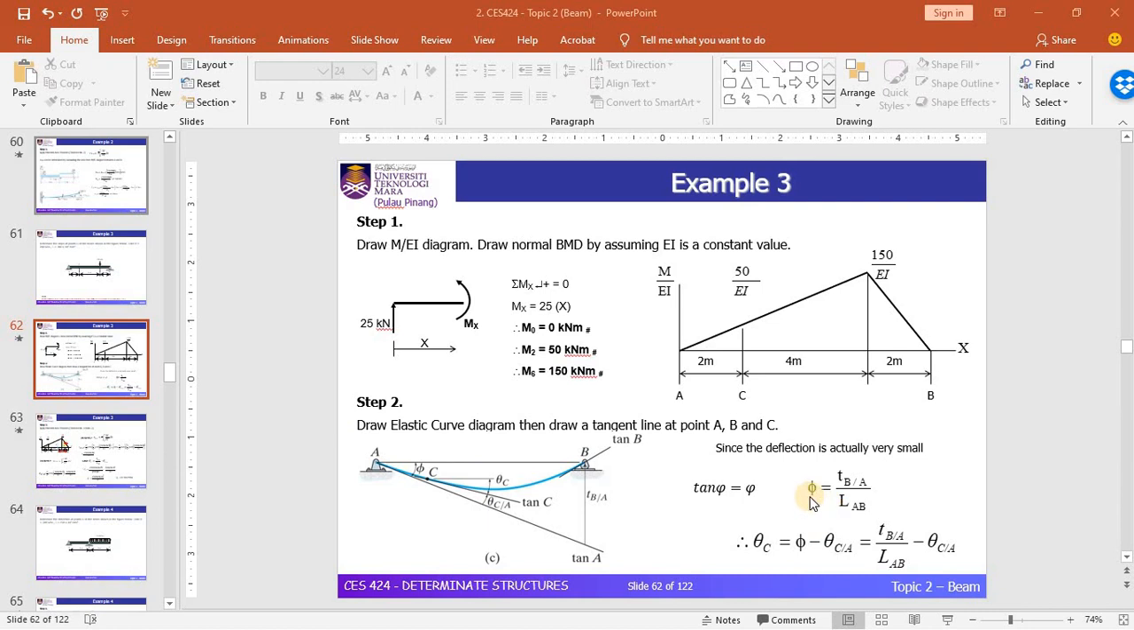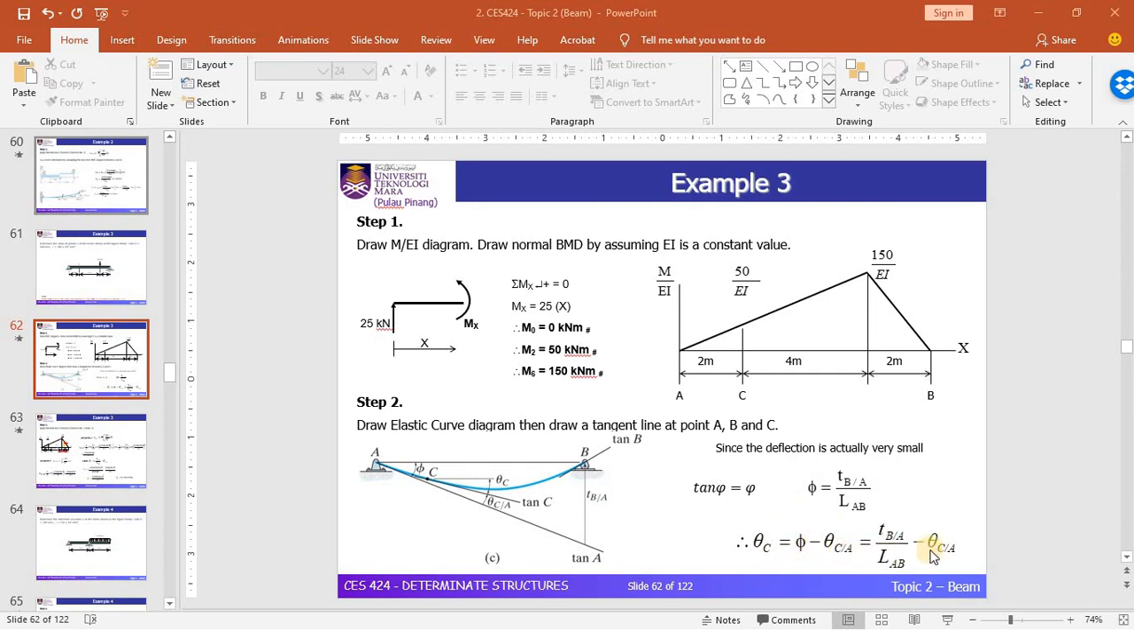You can define phi equal to t_BA over L_AB, which is a tangent. Since the deflection is very small, we can define that tan phi is equal to phi. That's why the tan here is cancelled out. I hope you can identify how we get this particular equation from the elastic curve diagram, and you can substitute this equation into the equation that we defined at first.